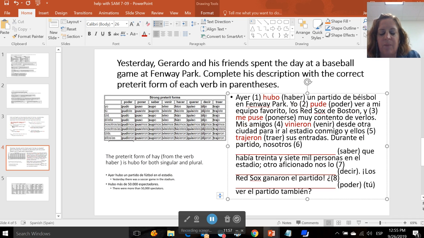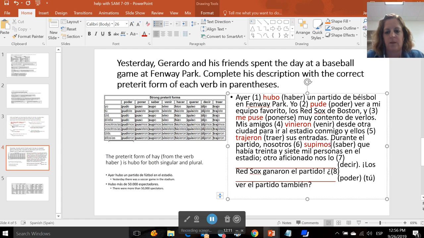Sus entradas durante el partido, nosotros saber que había 36,000 personas en el estadio, like we found out, because saber means to find out in the preterite tense, but again, it's we, so you just go over to we, saber, supimos, que había 37,000 personas en el estadio, otro aficionado nos lo blank, so another fan, because remember these are your direct and indirect objects. So another fan told it to us. So that's not who's doing the telling, that's what was told and to whom, but who told it was another fan, which is the same thing as he.